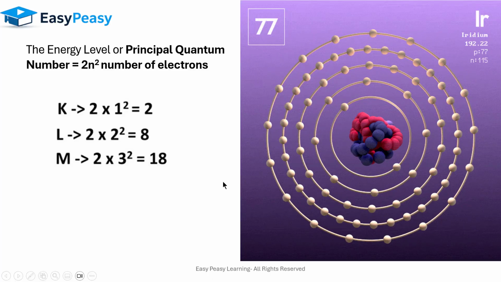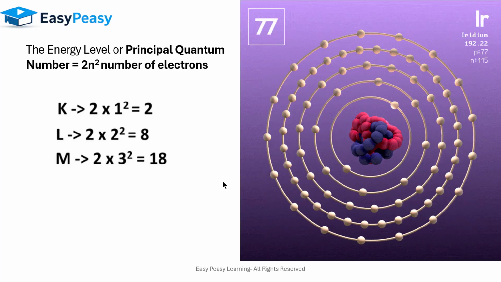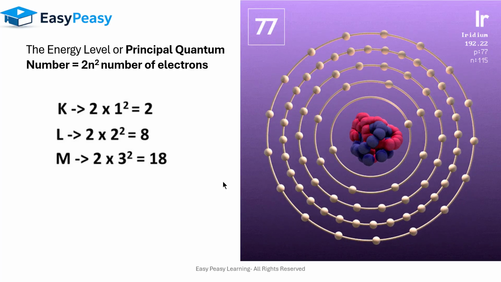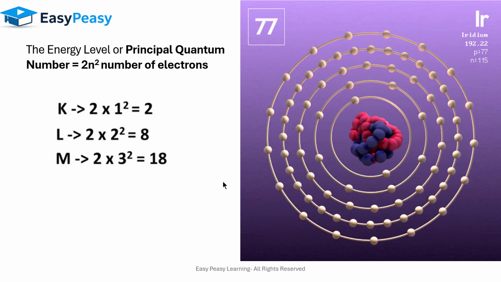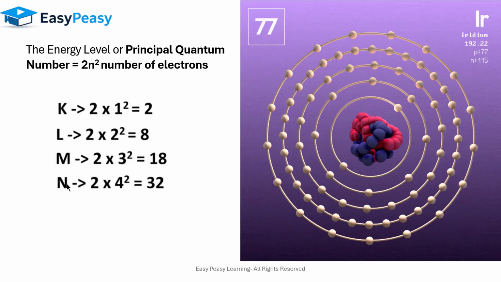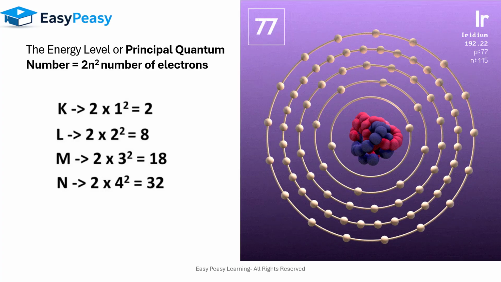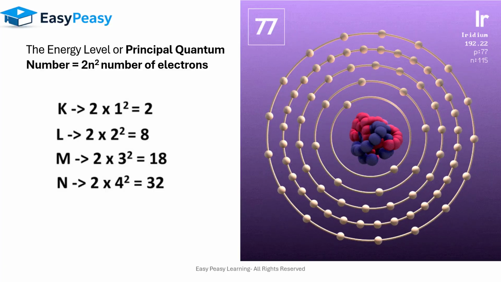How many electrons does the fourth shell accommodate? Again, n is equal to 4 now. So let's put the value in the formula. 4 multiplied by 4 is 16, and 16 multiplied by 2 is 32. So the fourth shell can accommodate 32 electrons.